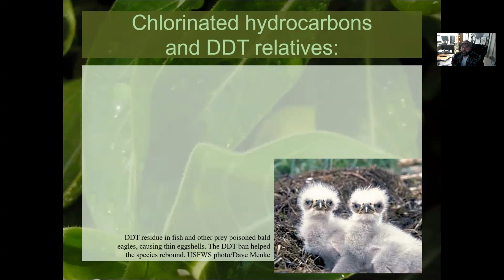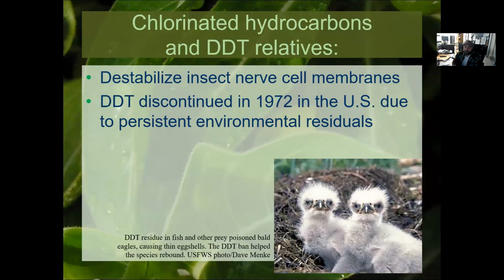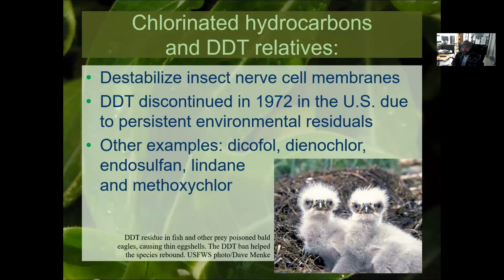So chlorinated hydrocarbons and DDT relatives. They destabilize insect nerve cell membranes. DDT was actually discontinued in 1972 in the US due to persistent environmental residuals. What they found was it was having an adverse effect and killing off American bald eagle populations. Seeing that as the national bird, and we don't really want to be injuring wildlife, that's why these were discontinued. Some other examples of this are glyphosate, dieldrin, endosulfan, lindane, and methoxychlor.